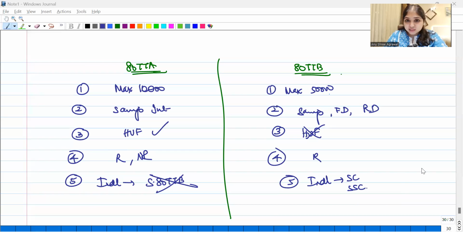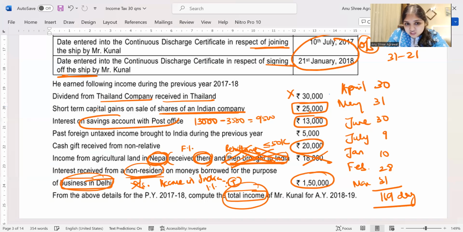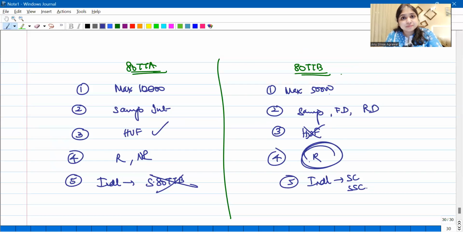Okay, now coming to this question, my assessee has savings interest with the post office. He is a non-resident. Can I even think about 80TTB? Of course, I can't think about 80TTB because 80TTB is only for residents, but my assessee is a non-resident, so I have to think about 80TTA only.